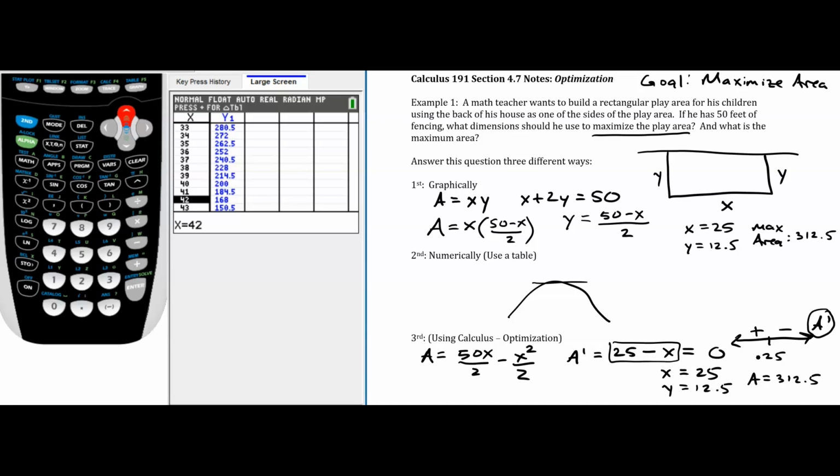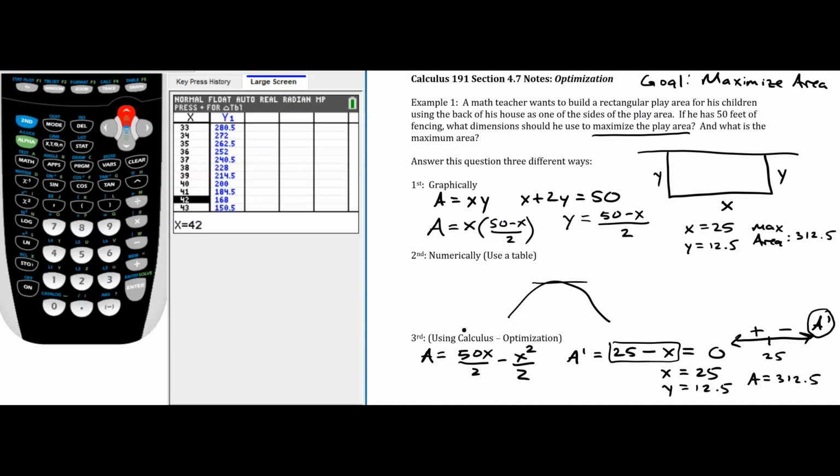So you can do this graphically, you can do this numerically by looking at a table, or you can do this using calculus. And I would almost argue that calculus might be one of the fastest ways of doing this sometimes. Instead of tinkering with the calculator and all of that, you can get your function in terms of a single variable, differentiate it, solve, and that's pretty much it. A little bit of back substituting and you're done.